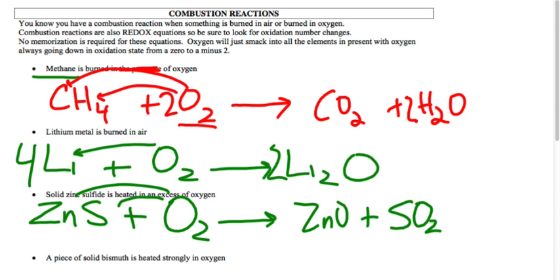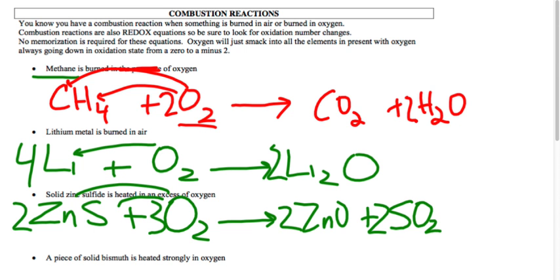Okay, is this balanced? No. So what do I have to do to balance this? Okay, I'm seeing 3 here, so I'm going to put a 3 there. That gives me 6 oxygens. So if I put a 2 there, that's 4, 5, 6. That makes me need 2 of these.